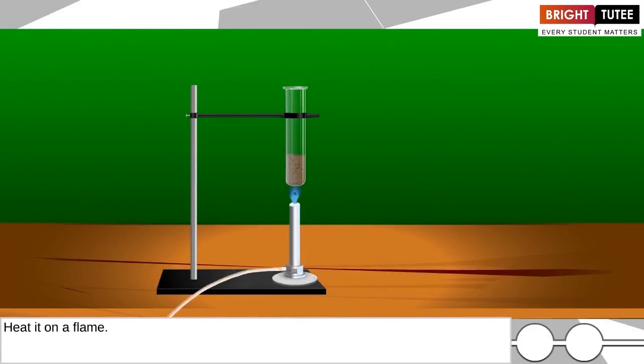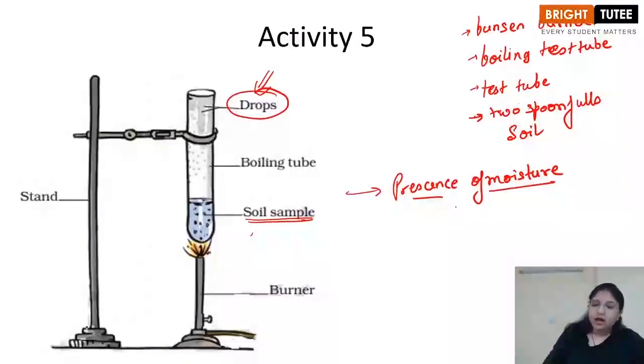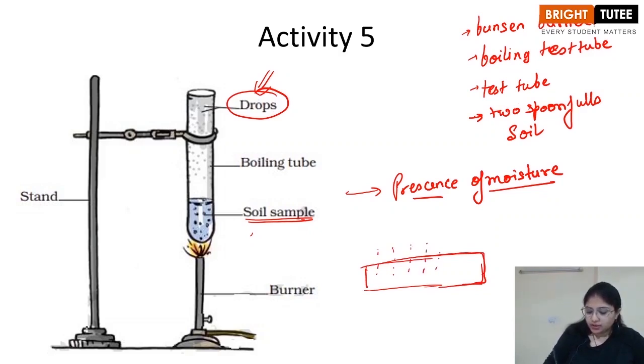Heat it on a flame. After some time, you observe water droplets on the inner walls of the upper part of the test tube. A similar phenomenon is seen on a hot summer day. Say this is a farmland where it is really hot, the temperature has gone really high, so water vapor starts forming. That means the moisture in the soil starts evaporating in the form of water vapors.